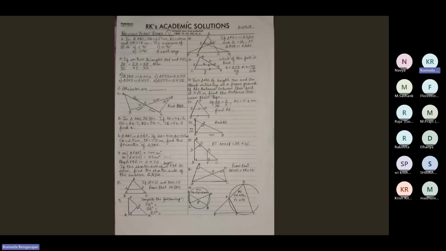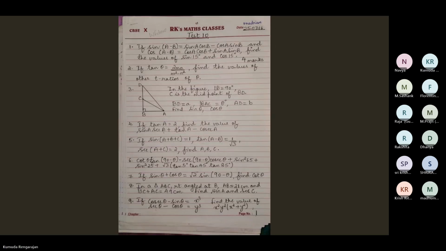In question number 2, we have a trigonometric ratio given to us. Tan theta is equal to 2mn by m square minus n square. So a trigonometric ratio is given to you. We need to find the other t ratios, that is sine theta, cos theta, cosecant theta, secant theta, and cot theta. We need to find the other t ratios of theta.